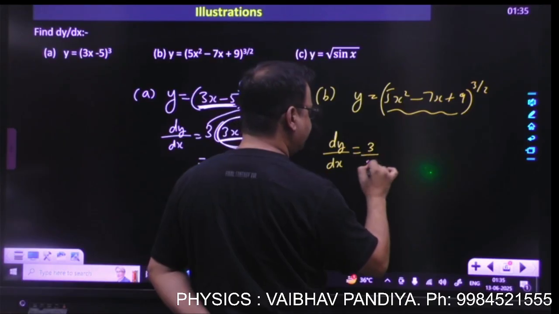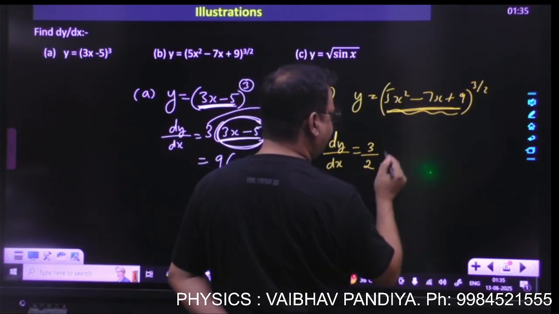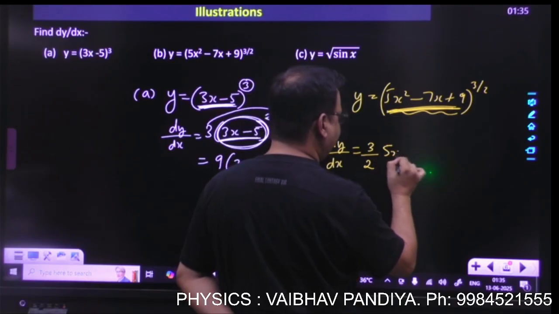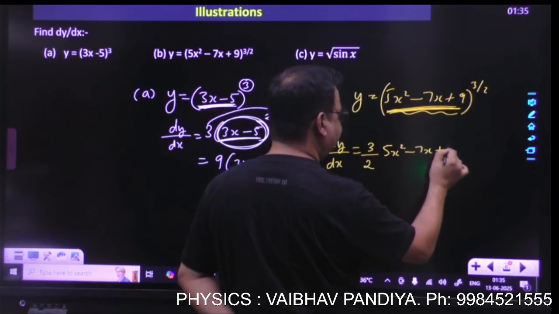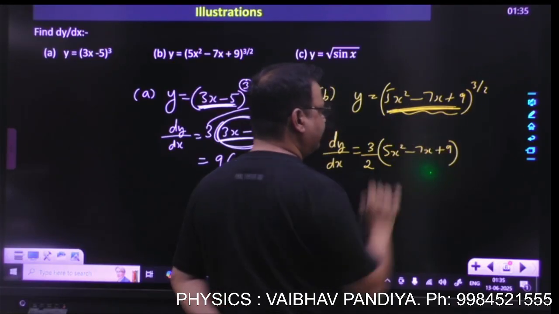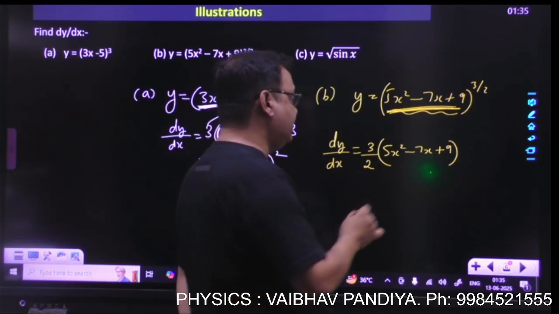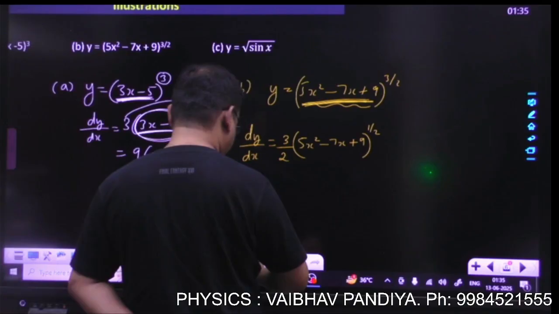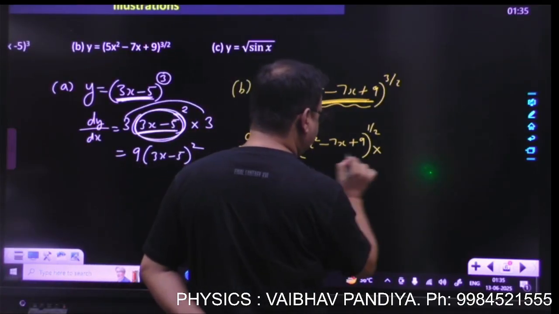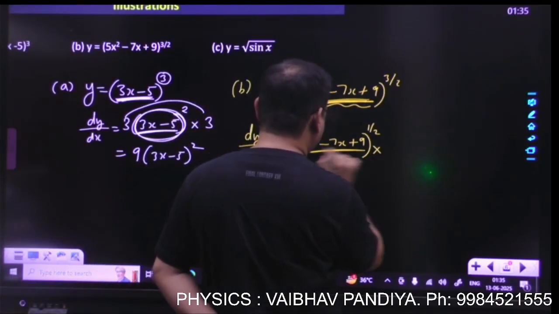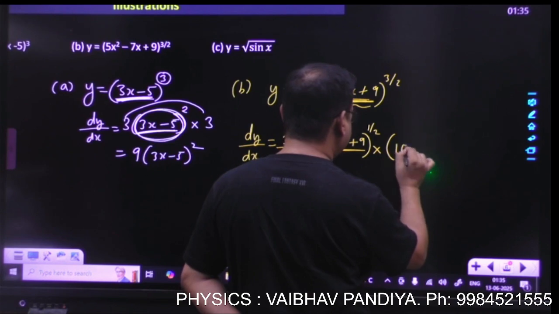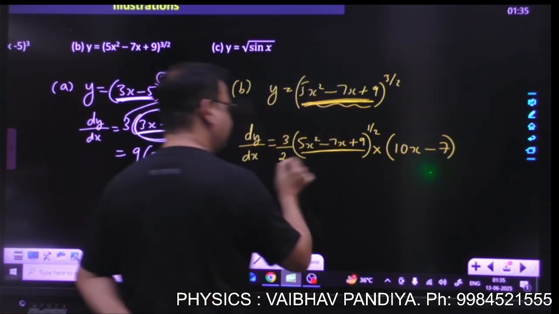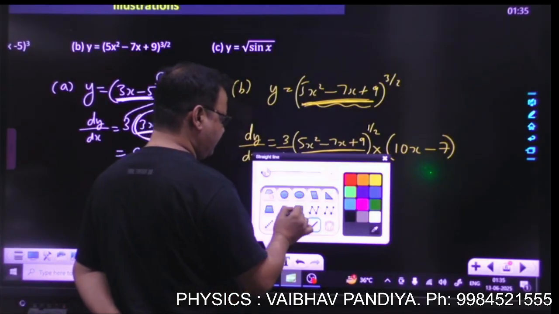So we'll write 3 by 2, copy that argument, the function or something, whatever you might like to say. So we'll get 5x square minus 7x plus 9, decrease the index by 1. So 3 by 2 minus 1 will be 1 by 2. Now you need to multiply with the derivative of this argument. So derivative of 5x square is 10x. 7x has a derivative of 7, 9 will have a derivative 0. So this will be your answer for part B. Got it?